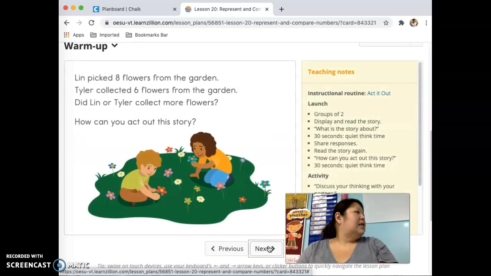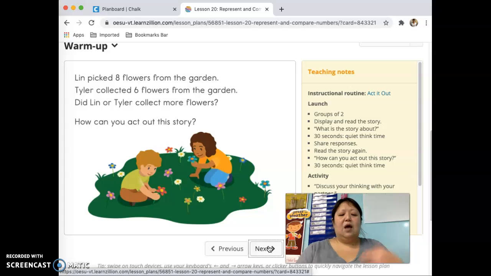It says Lynn picked 8 flowers from the garden. Tyler collected 6 flowers from the garden. Did Lynn or Tyler collect more flowers? How can you act out this story? So our class discussed different ways that we might be able to show this story of Lynn picking 8 flowers and Tyler picking 6 flowers.